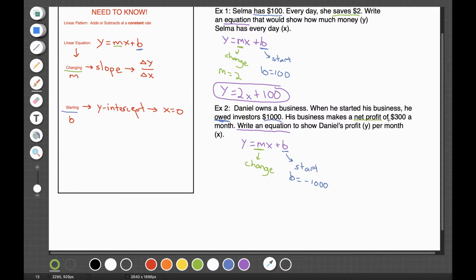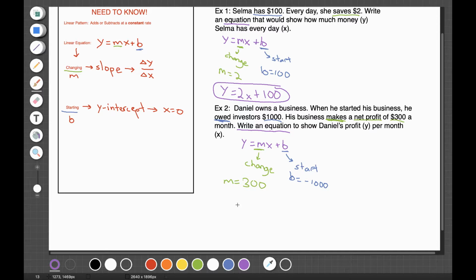So makes $300 a month, and you even see the word makes here still. So makes, that is our change. You are making that money, so it's not a negative 300. Our m does equal a positive 300. See if you can put that together and see if you can write the equation with those two pieces.